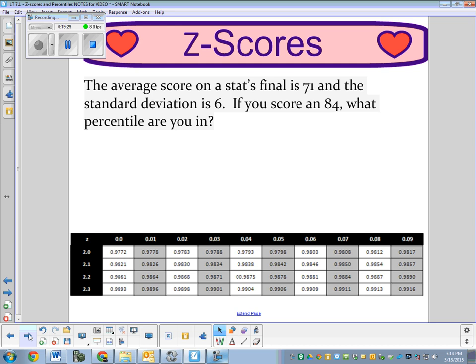So now, here's another one to try on your own. The average score on a stats final is 71, and the standard deviation is 6. If you score an 84, what percentile are you in? Take a moment right now and do the following things. Use the z-score formula, find the z-score, and then look it up on your percentile table. Pause the video and try that now.